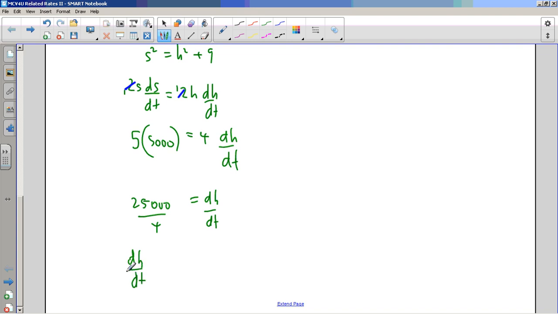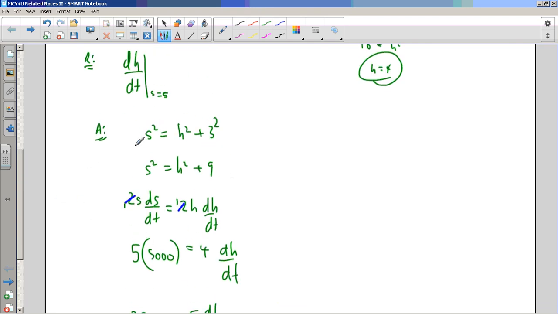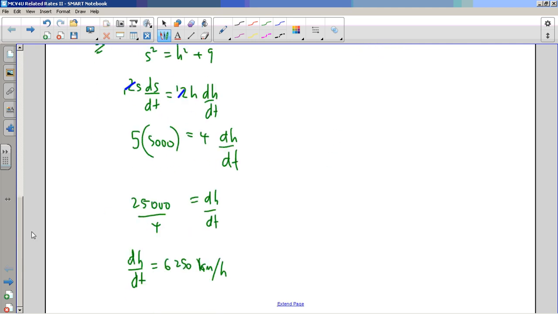We'll see a challenging one coming up. dh dt is 62,500 kilometers per hour, and this is all the solution here somewhere. Where does the solution start? In here somewhere the solution starts. And I know if you're not writing the graph, I don't care too much about that, but you need to show some setup steps, right?